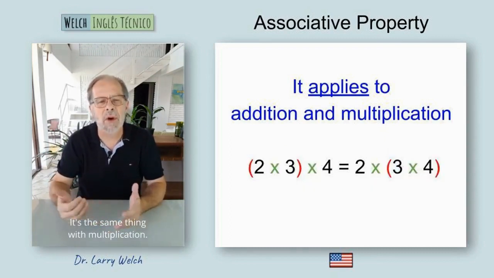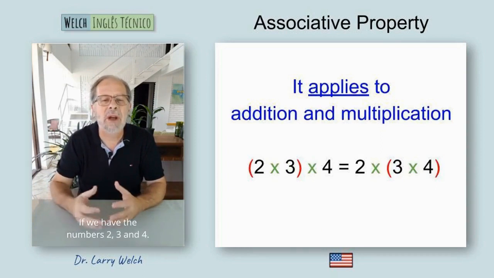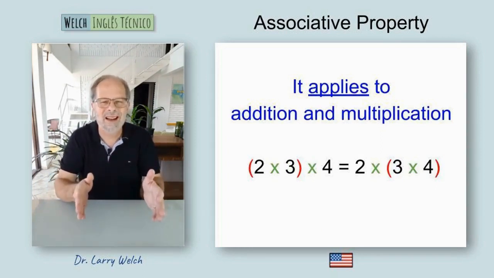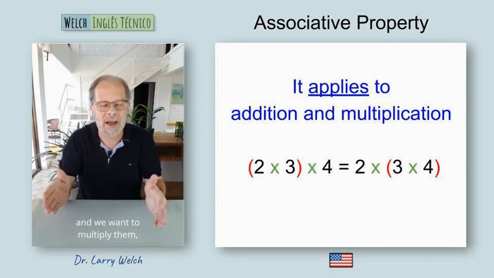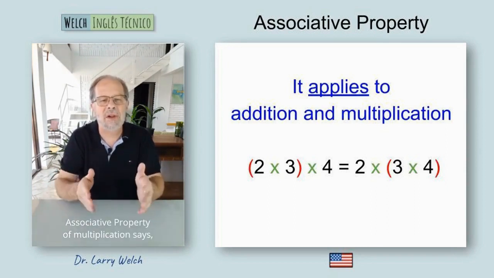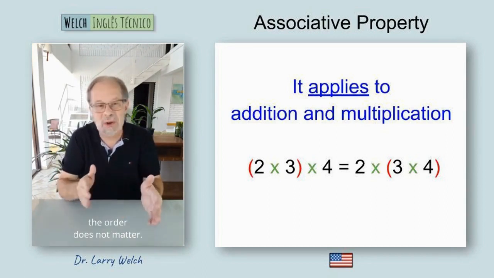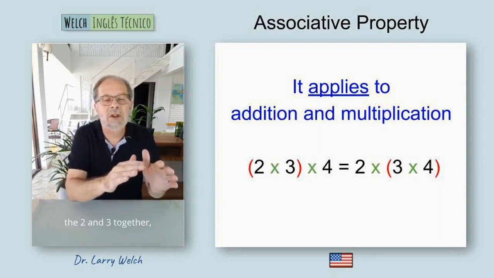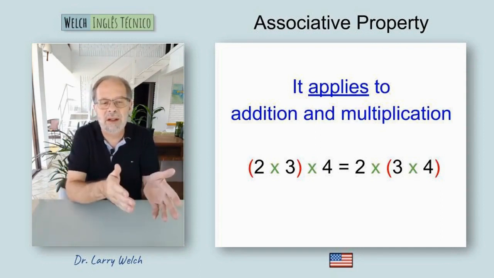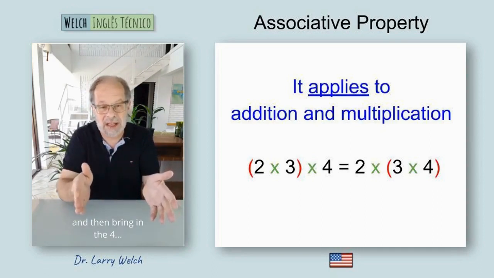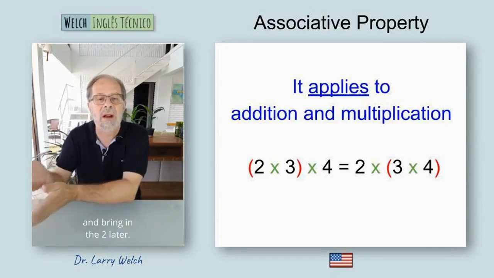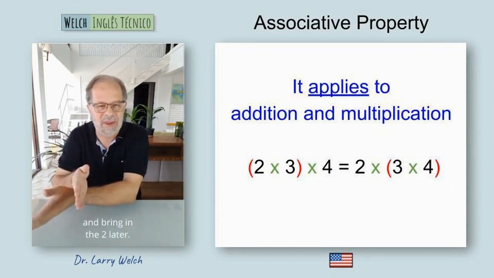It's the same thing with multiplication. If we have the numbers 2, 3, and 4, and we want to multiply them, associative property of multiplication says the order does not matter. We can choose to group the 2 and 3 together and then bring in the 4, or we can group the 3 and 4 together and bring in the 2 later.